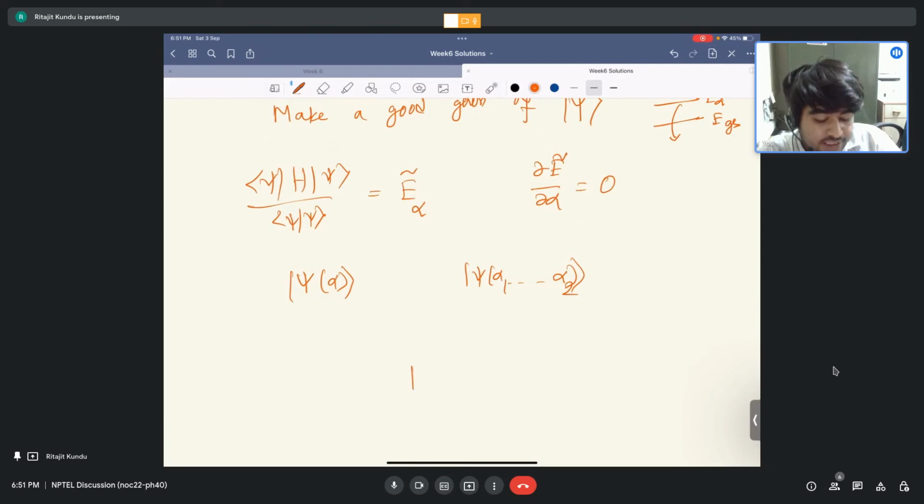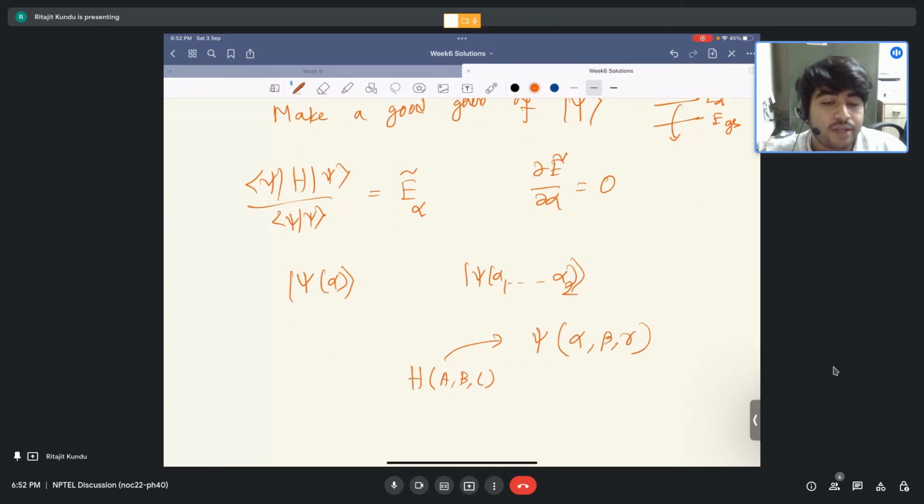So let's say your Hamiltonian depends on some parameters like A, B, C, and so on. But we are not talking about these parameters. We have to come up with a guess psi, which is, let's say, a function of parameters alpha, beta, gamma. Then we calculate the expectation value on that state, and we have to minimize with respect to alpha, beta, and gamma, all three simultaneously.